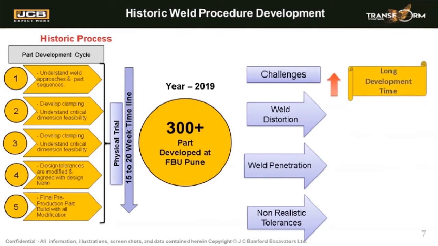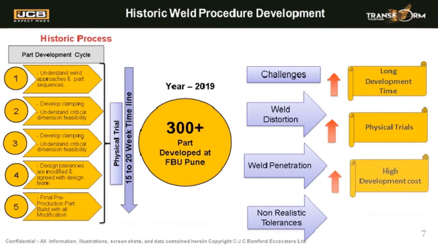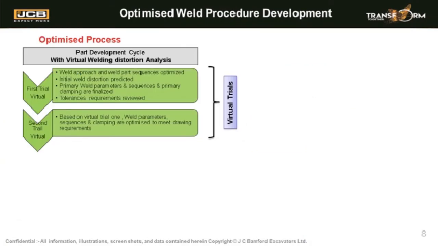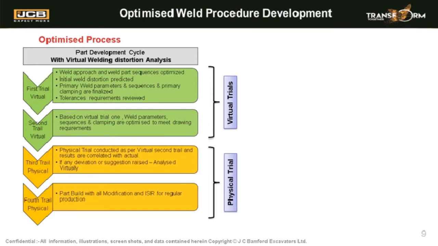And the problems with such an approach based on physical testing are long lead times, reliance on physical trials, and of course high development costs. Now, in contrast with that, an optimized process using simulation at the heart of this could look something like this. Virtual weld trials are followed by a fewer number of physical trials. And in this methodology, optimization and iterations can be done earlier in the process with a much reduced lead time and at a fraction of the cost.